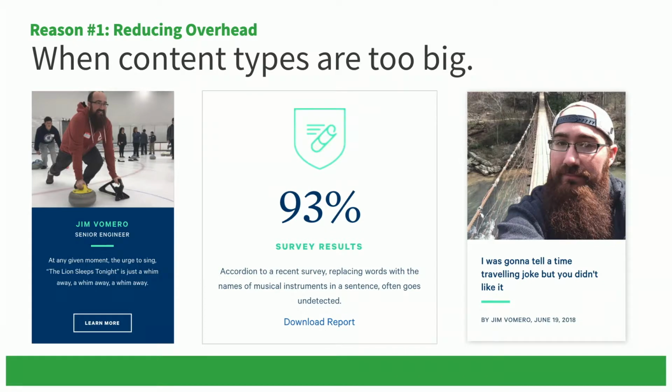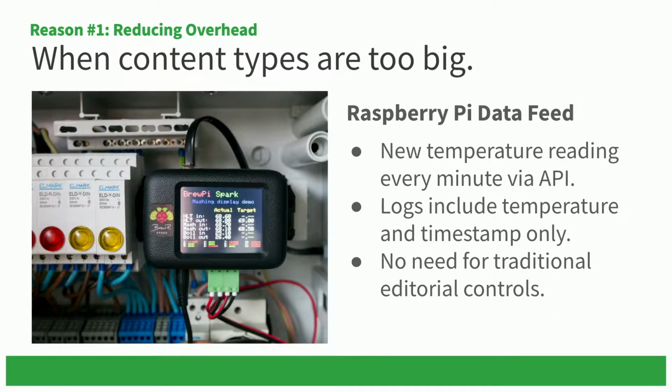Building it as a custom entity allows us to define it first and define it the way we want it, rather than build a node and then remove all the features that we didn't want. So another example of the node being too big is my hobby of brewing beer. I use a Raspberry Pi to take temperature readings of my fermenting beer.